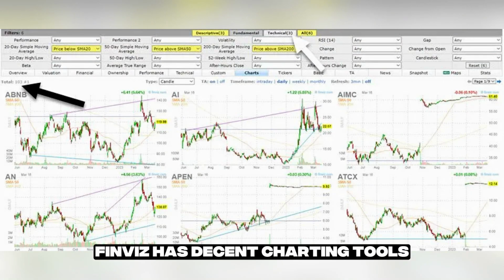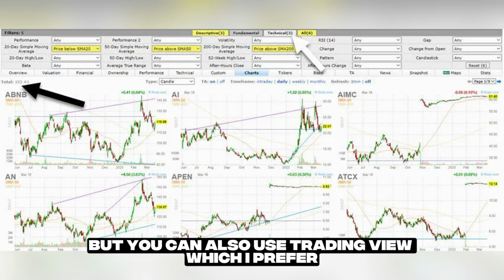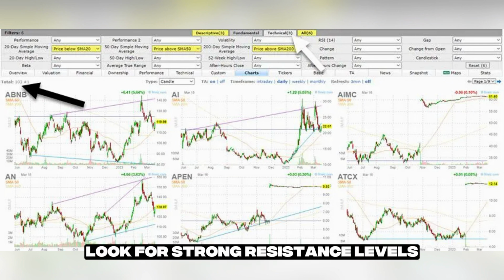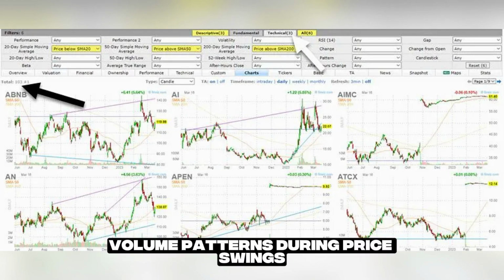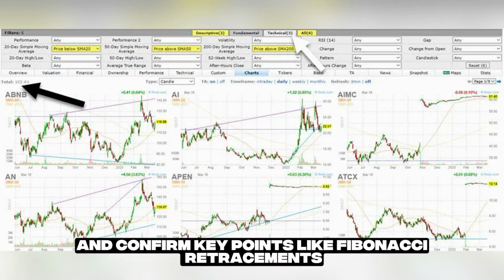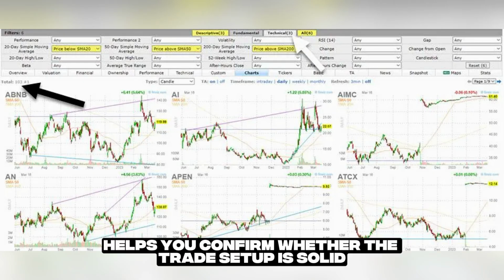Finviz has decent charting tools, but you can also use TradingView, which I prefer. Look for strong resistance levels, volume patterns during price swings, and confirm key points like Fibonacci retracements. All of this helps you confirm whether the trade setup is solid.